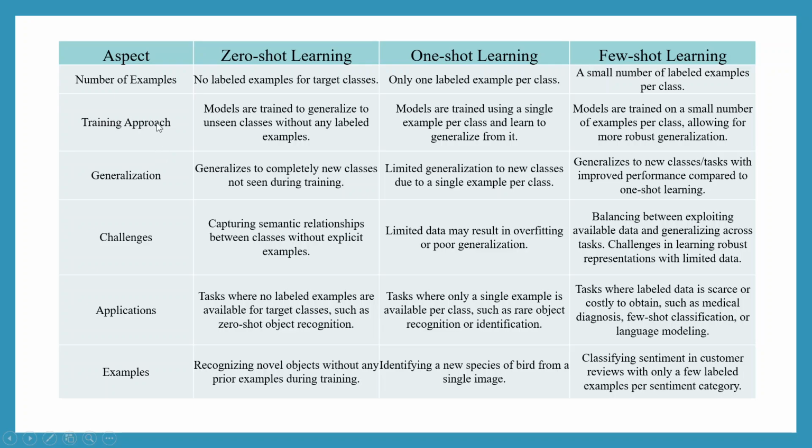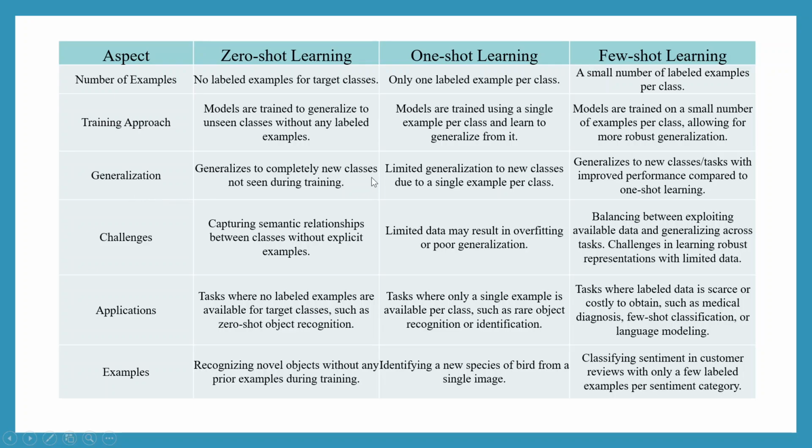Now let's see some differences in all of them. Number of examples: no labeled examples for target classes; only one labeled example per class; a small number of labeled examples per class. Training approach: models are trained to generalize to unseen classes without any labeled examples. Models are trained using a single example per class and learn to generalize from it. Models are trained on a small number of examples per class, allowing for more robust generalization.